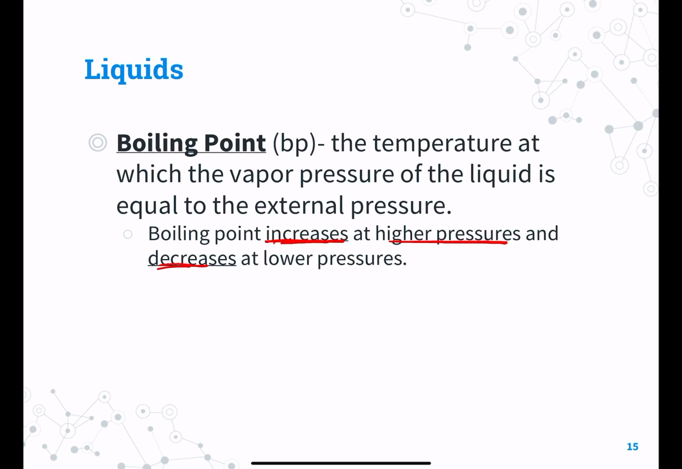Okay, and so that's kind of interesting. If you lived in a lower area, then it would not take as much heat to get your water to boil. So at boiling point, the vapor pressure is equal to the external pressure. That's when those pressures are equalized.